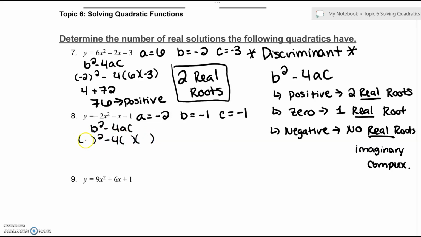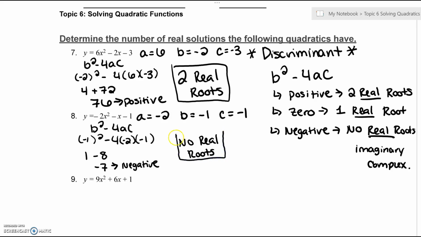So b squared, b is negative 1, minus 4 times a, which is negative 2, and c, which is negative 1. So negative 1 squared is positive 1. Negative 4 times negative 2 is positive 8, but positive 8 times negative 1 is negative 8. And 1 minus 8 is negative 7. So obviously, negative 7 is a negative number. So there are no real roots. I could have complex roots, but they are not in the real number system.